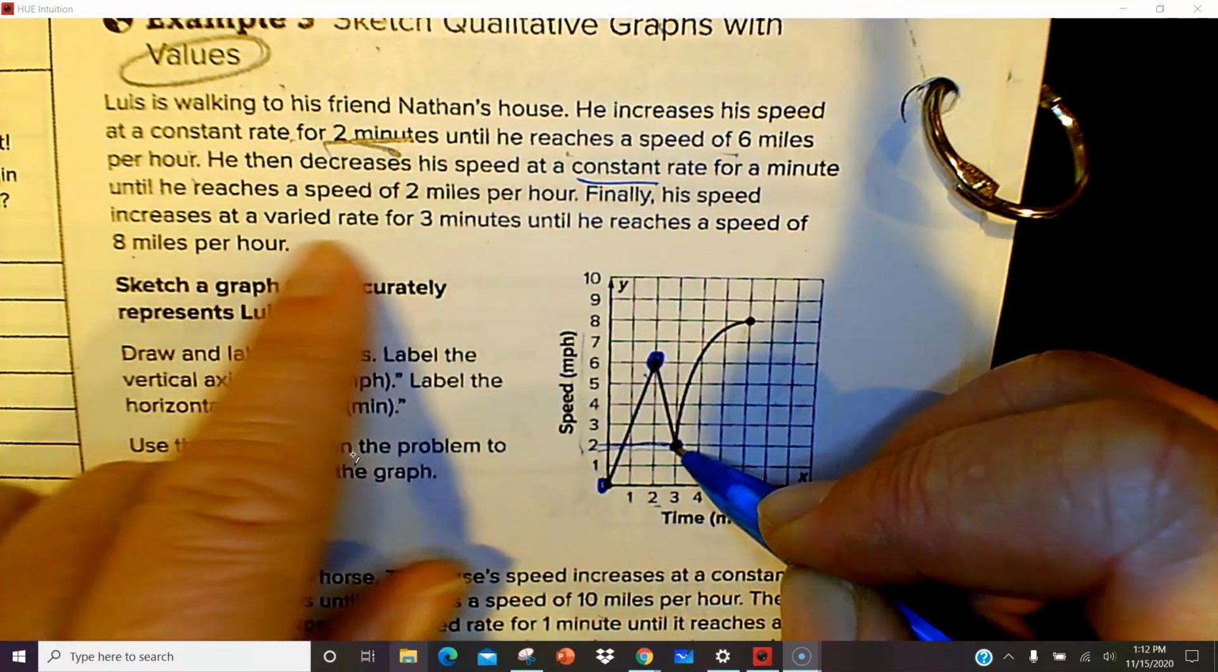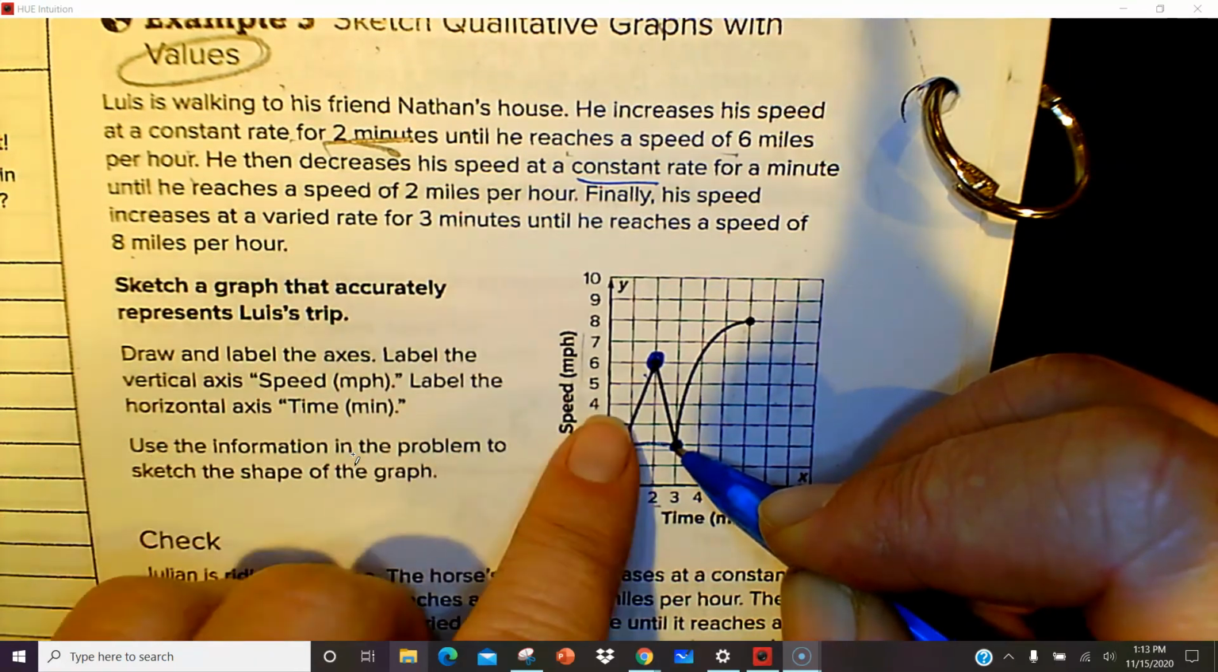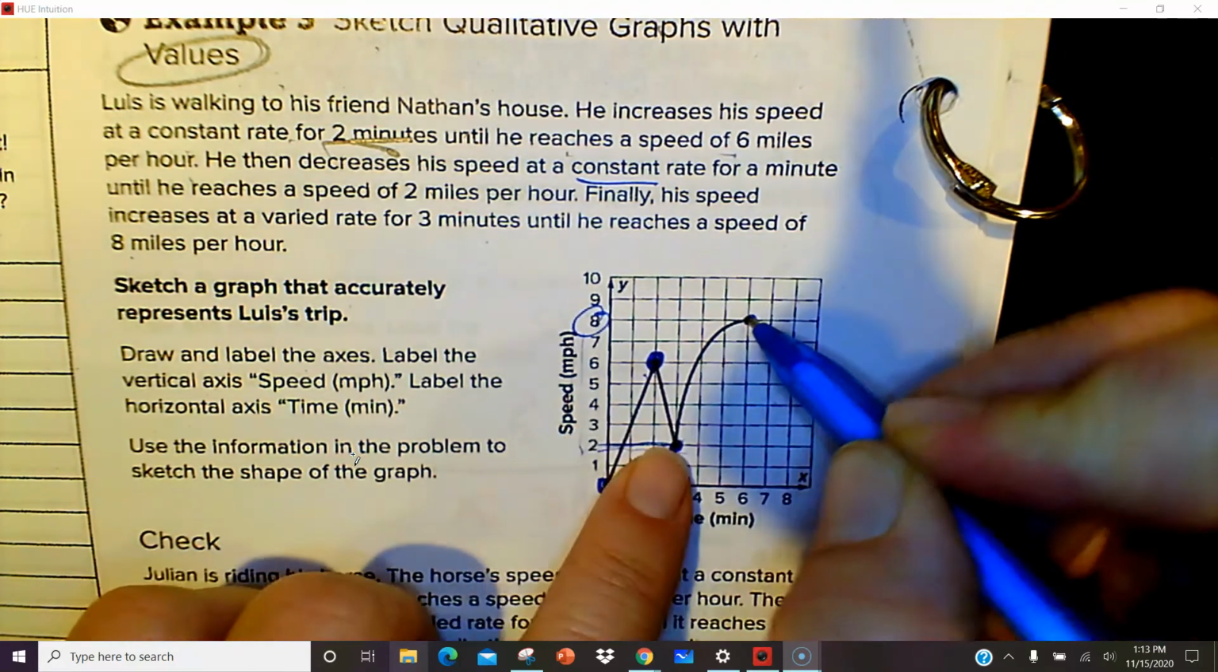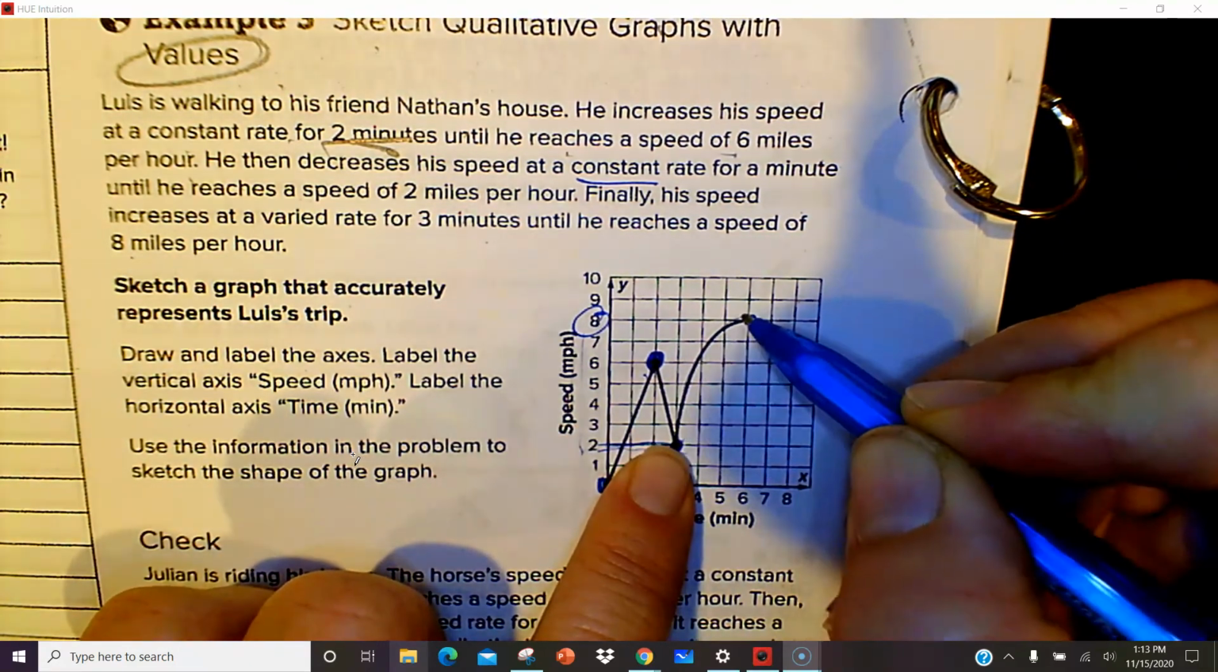Finally, his speed increases at a varied rate for 3 minutes until he reaches a speed of 8 miles an hour. Here's the 8 miles an hour. I put my next point there. So the curve doesn't have to look exactly like that, but something along those lines.